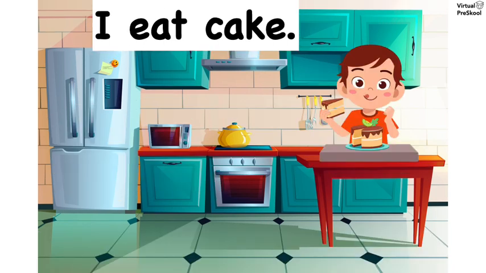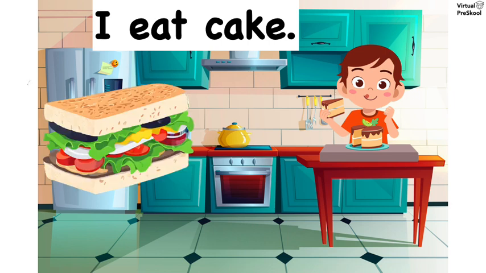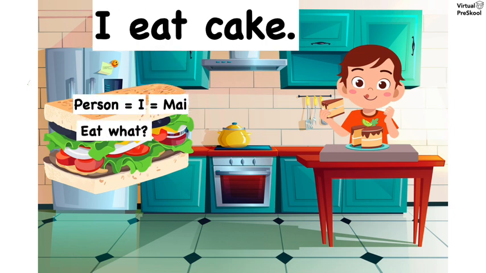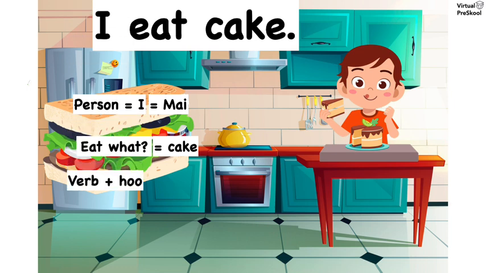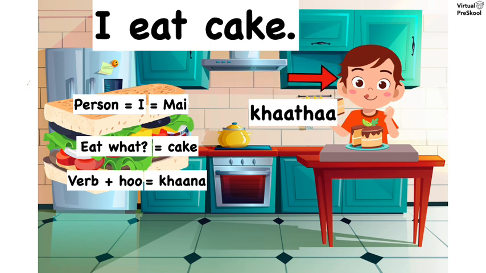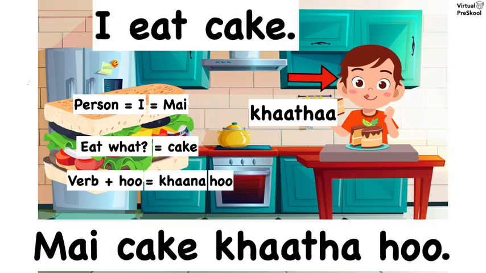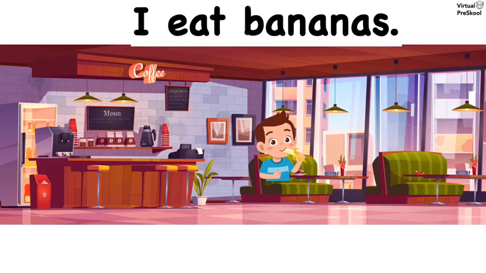Okay, last one with the sandwich guide. I eat cake. Here's your sandwich. We start with I. I is मैं. What's he eating? Cake. And last is the verb plus whom. The verb is khaana, and we have to change it to a new ending for a boy. What would the new verb be? Khata. And don't forget about your whom. So now put it together. मैं cake khata हूँ.